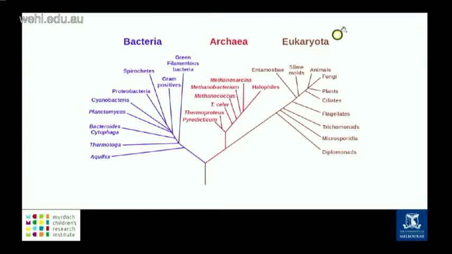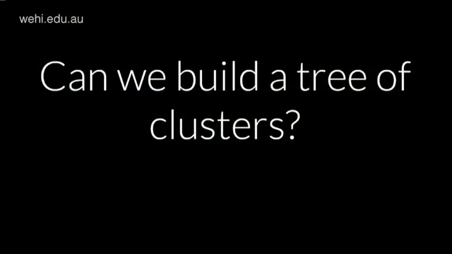This is a tree of life. So at one resolution, we've got these three really big groups: bacteria, archaea, and eukaryotes. But if we move down the tree, we can see things in more and more resolution. We get more and more specific until we get to individual species. So combining the clustering and this tree idea, I thought, can we make a tree of clusters instead of a tree of life?